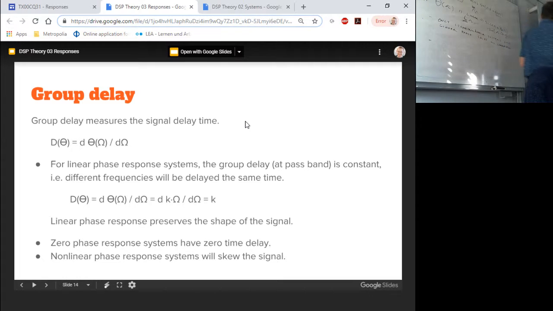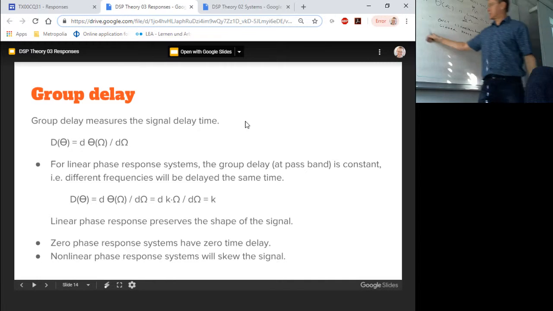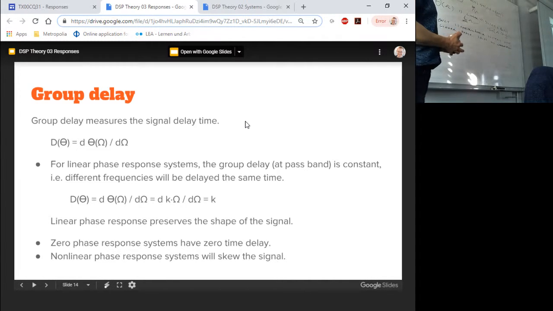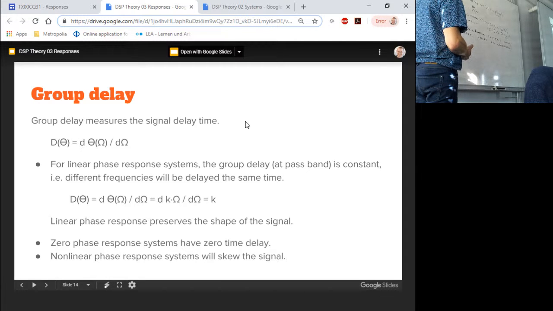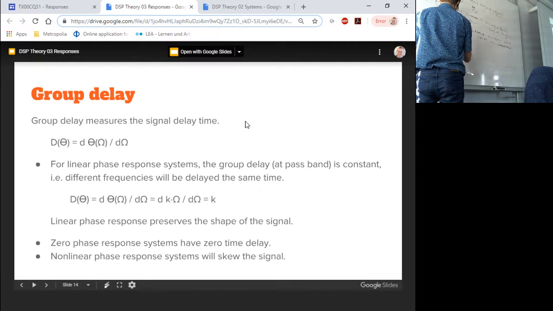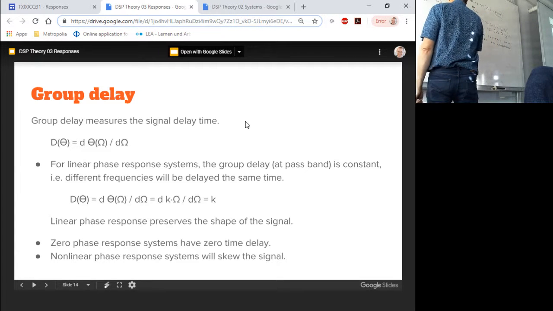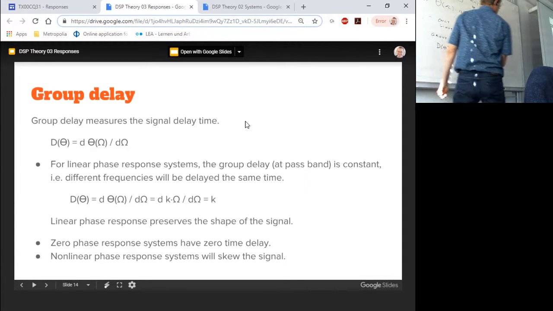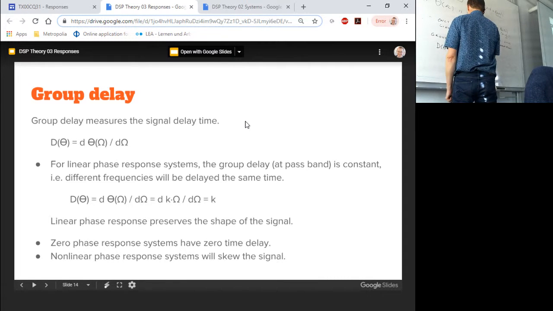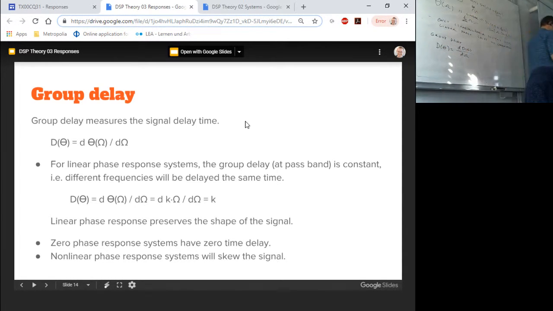Group delay. How to actually measure how many time steps these different frequency components are shifting? Then there's the group delay, which is simply the phase shift theta derived by omega. So this is just a derivative.